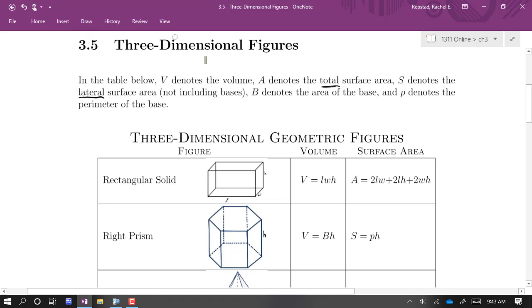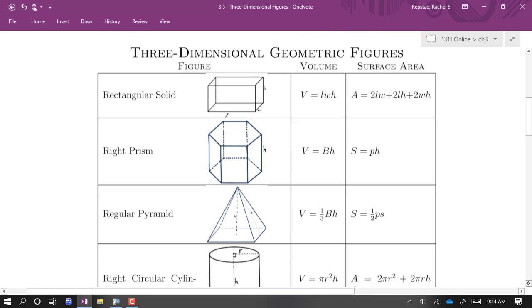Capital B, this one we want to take note of. Capital B denotes the area of the base. Little b in a lot of formulas denotes a length of a base side. Capital B denotes the area of an actual base of a three-dimensional figure. And little p denotes the perimeter of the base in these formulas.